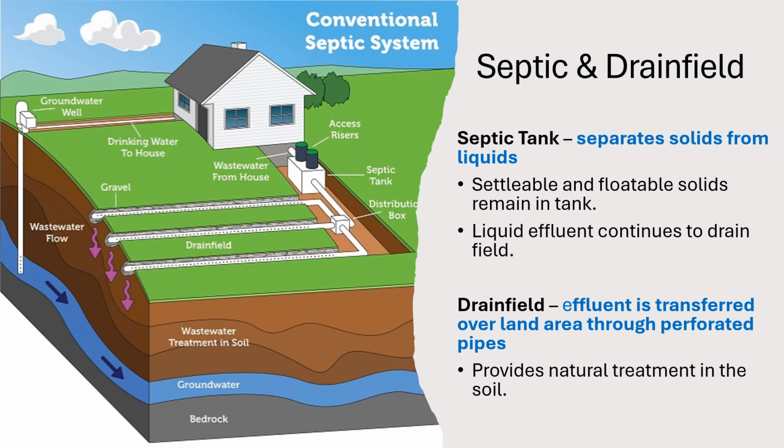A conventional on-site septic system consists of a septic tank and a drain field. The septic tank separates solids from liquids. It separates solids that are in the form of settleable and floatable solids, and these remain in the tank. The liquid effluent, however, continues on to the drain field. In the drain field, effluent is transferred over a land area through perforated pipes, and natural treatment processes occur in the soil.